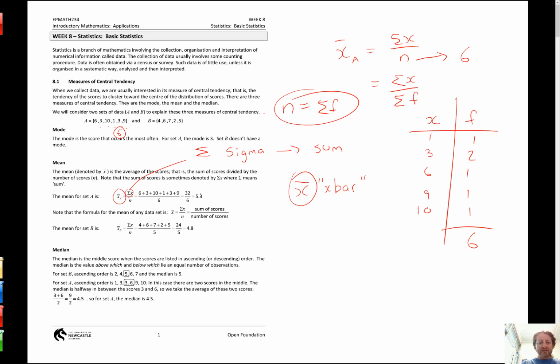So we said it's equal to sum of x on n. Let's add up all the numbers. Here we are, adding up all 6 numbers. Clearly we're dividing by 6 because there's 6 of them. We get 32 on 6, which is 5.3 repeater.